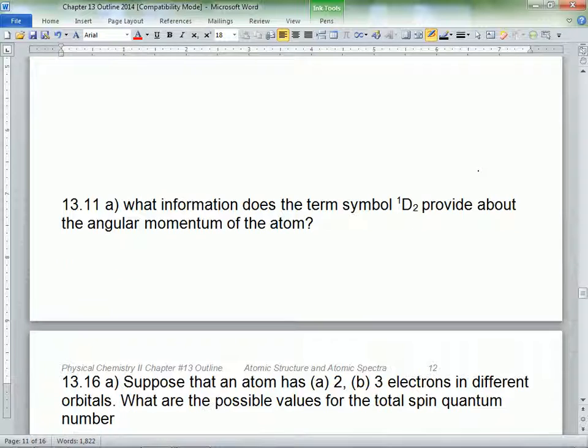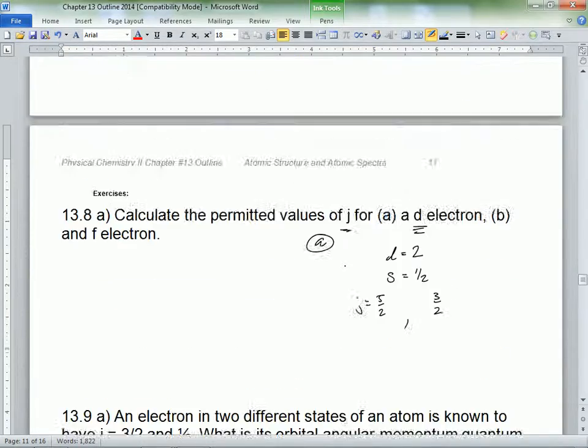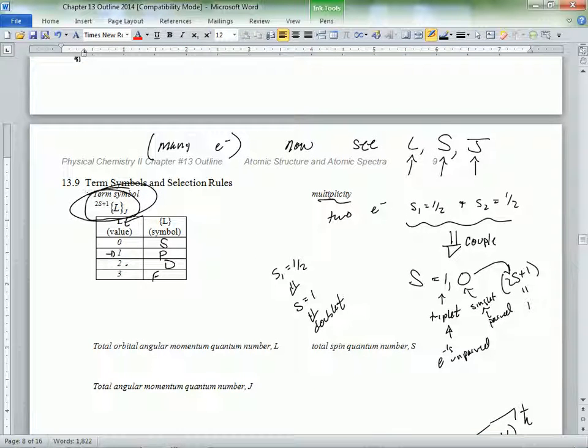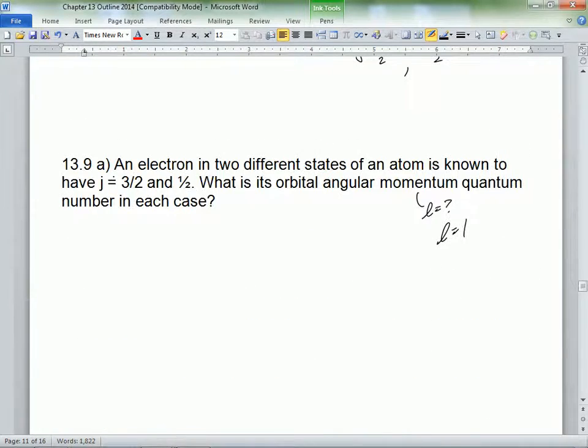What information does the term symbol provide about the angular momentum of the atom? So remember, there are 3 types of angular momentum. Pretty much all it wants you to do is find these. Remember the expression for term symbols. Otherwise, this might be kind of hard. How do we write term symbols? Here it is: 2S plus 1, L, J. That might help you.